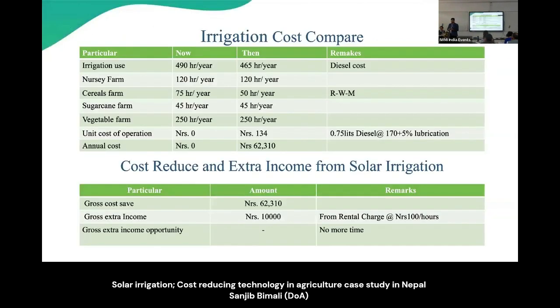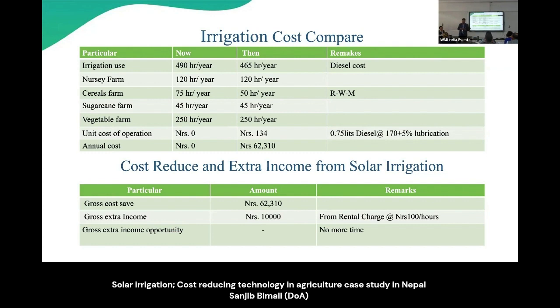In this case, the farmer's hours of pump operation rose from 464 hours to 490 hours. The extra use is due to the plantation of an extra crop with the availability of more water.